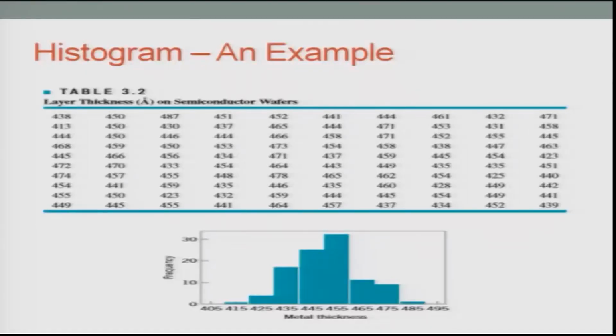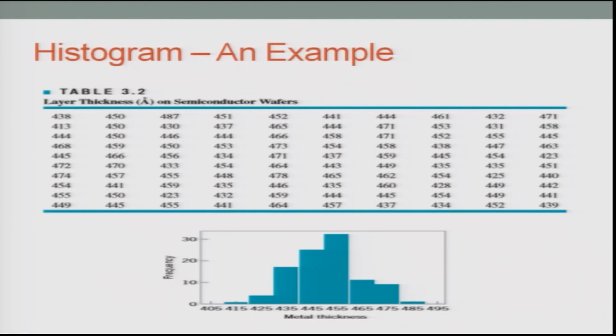Again, the histogram example is taken from Montgomery. These are layer thicknesses in Angstrom, which is a unit of measurement on semiconductor wafers. The thicknesses are given here starting from 438 to 439, and you can see that you have 3, 6, 9 and 10 columns, each of which has the readings noted here. If you divide into bins and draw the histogram, it is given as shown here.